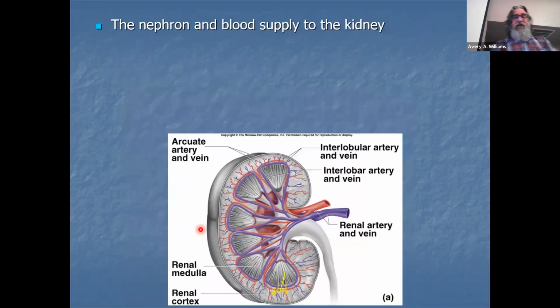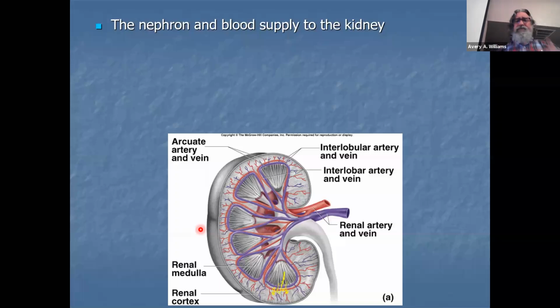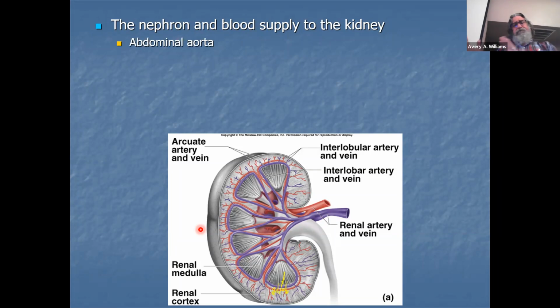And then we'll talk about all that. Now, the nephron and blood supply to the kidney. Because remember, it's all about treating the blood. And so we're going to talk about the blood to the kidney and blood from the kidney. And where do you start? Well, let's start at the abdominal aorta.